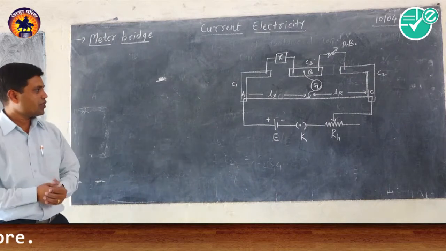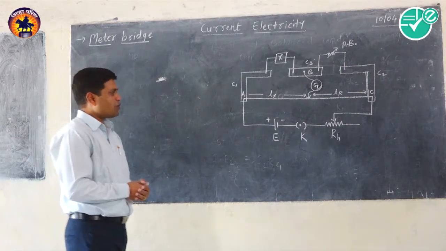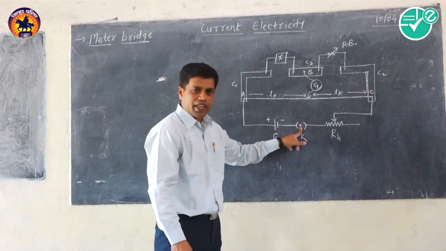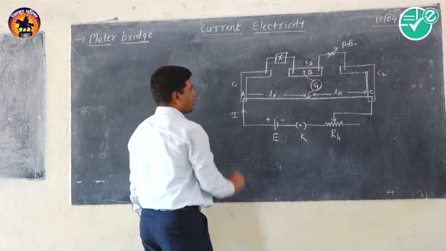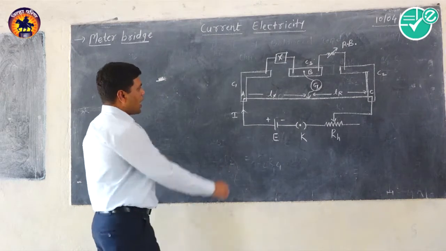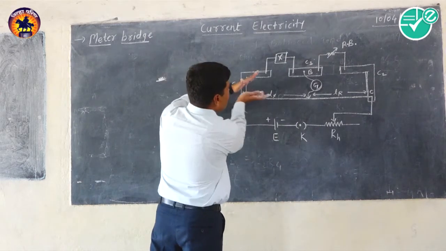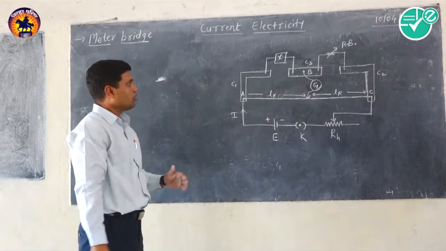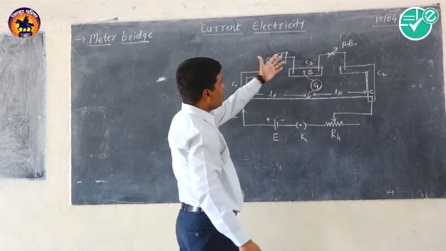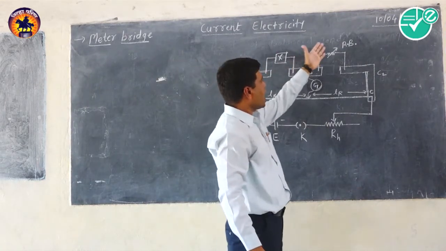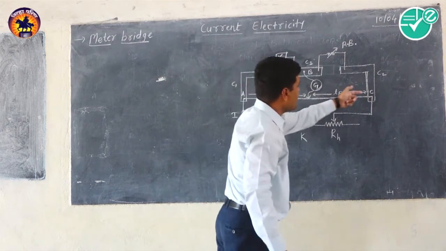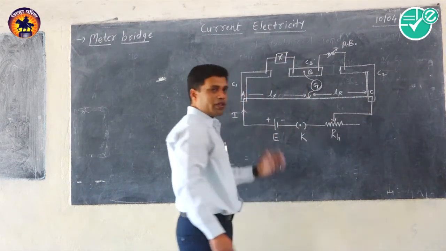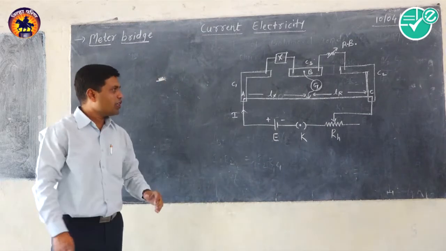How does it work? As soon as you close the key K, the current starts flowing through this circuit. Now at the point A, the current is divided into two parts. Some current flows through the resistance X and the resistance box via C2, and some part of the current flows through the wire AC, and it comes towards the negative terminal. So this is the simple working.